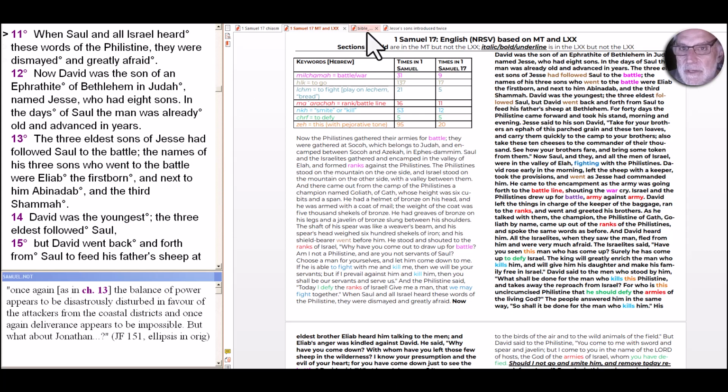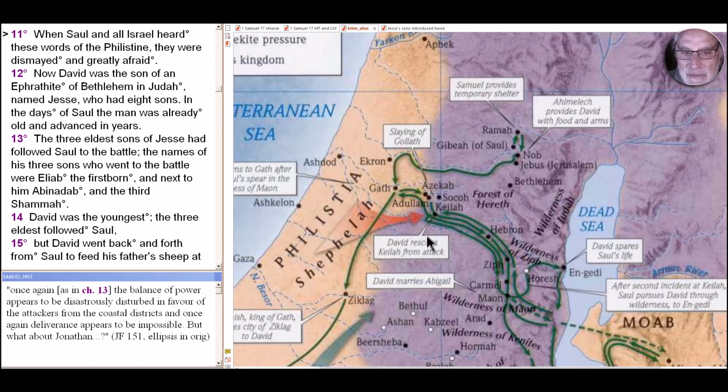I want to situate us also in the sense of the Atlas here, because as we've been looking at the Philistines gathered at Soko here, and David is, we're going to be told in a minute, going back and forth between Bethlehem and here. And so we're going to look at that in just a minute here.